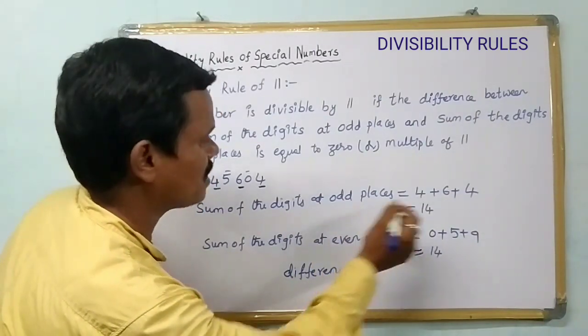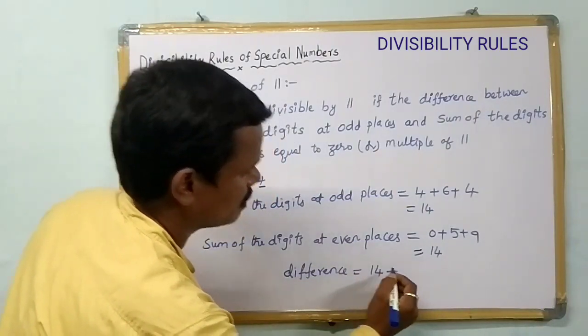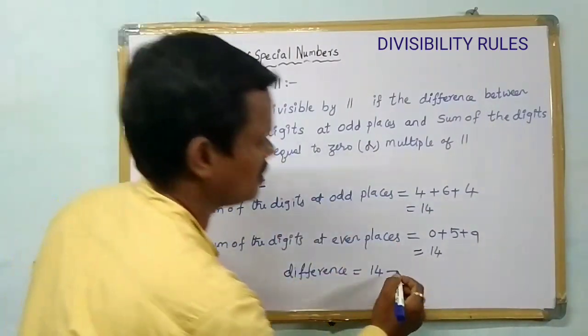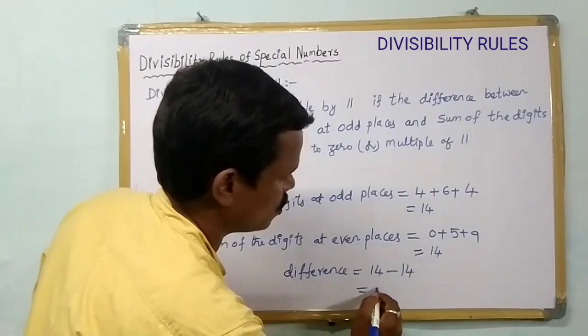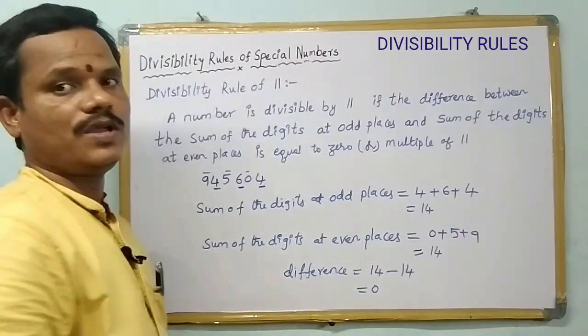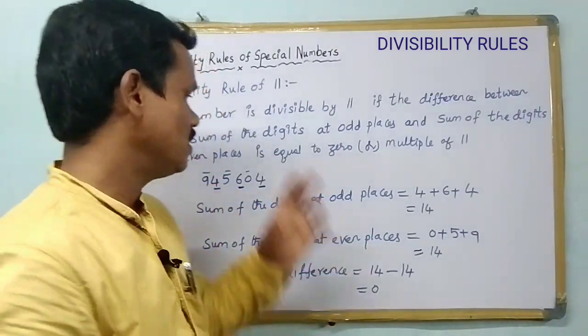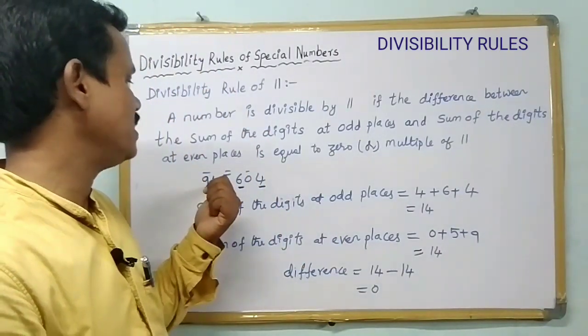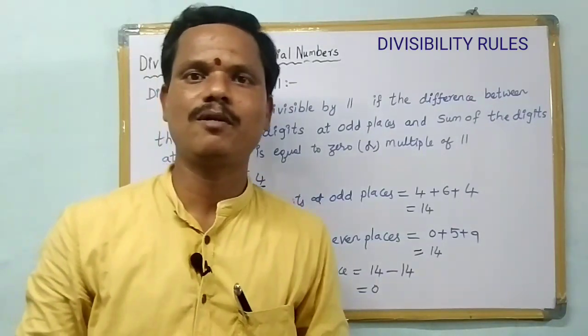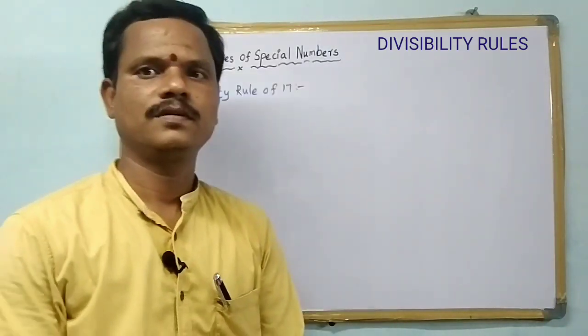The sum of the digits at odd places is 14 and the sum of the digits at even places is 14. The difference is 0. 0 is divisible by 11. 0 is divisible by every number. So the number 945604 is divisible by 11.